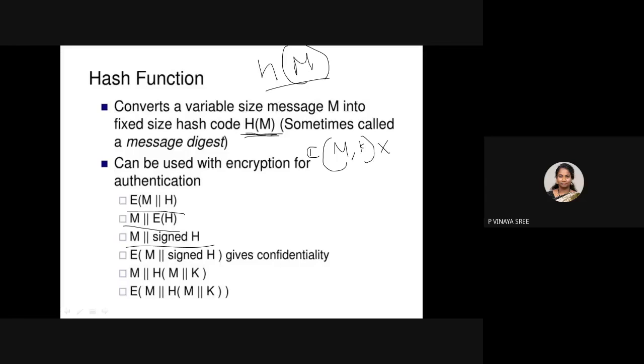See here, H of M. This message can be any variable size length, and finally it will be converted to a fixed size message. Almost MAC and hash look similar, but you should know the difference between a MAC and a hash. In a MAC we are applying a key. If you are applying a key, what kind of service will we be providing? If you are not applying a key, what kind of service are we providing?